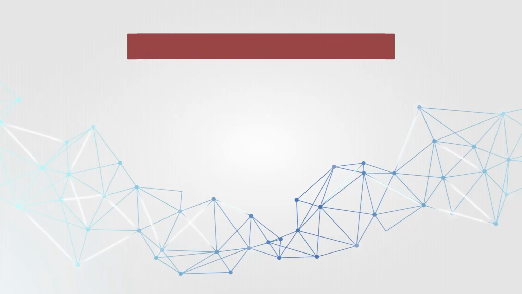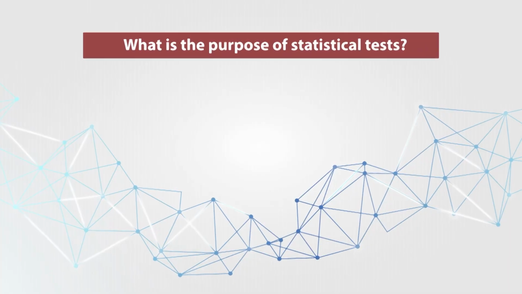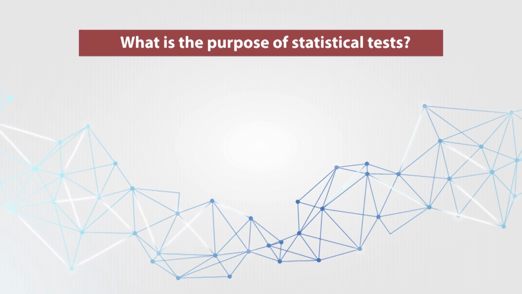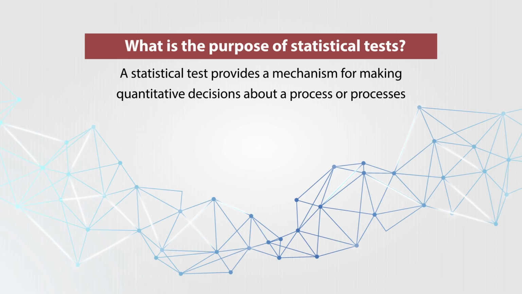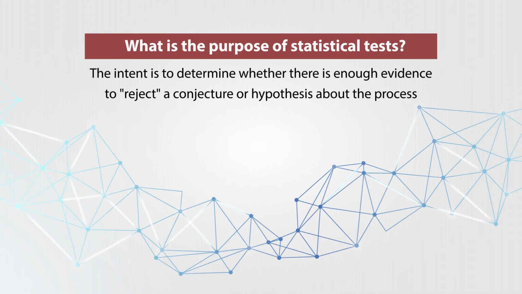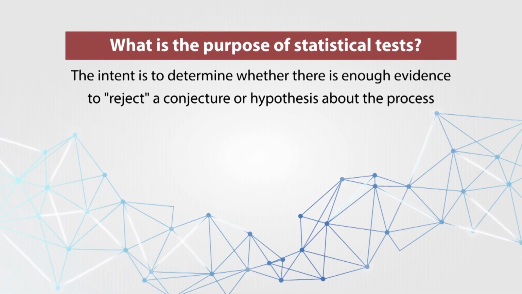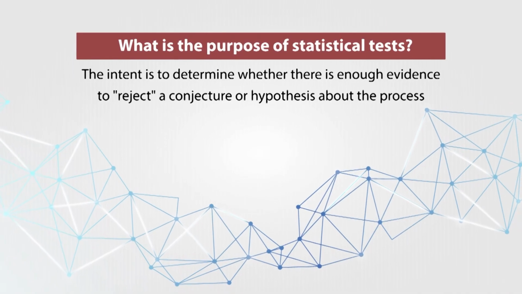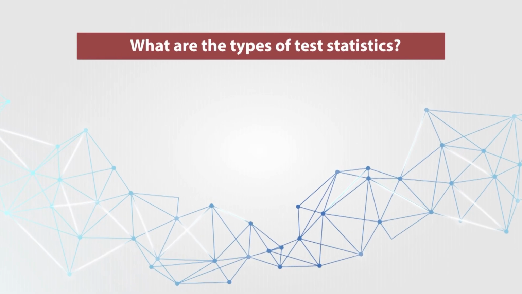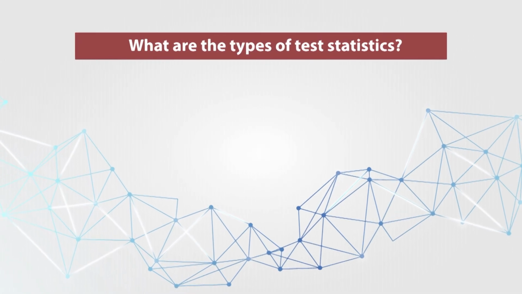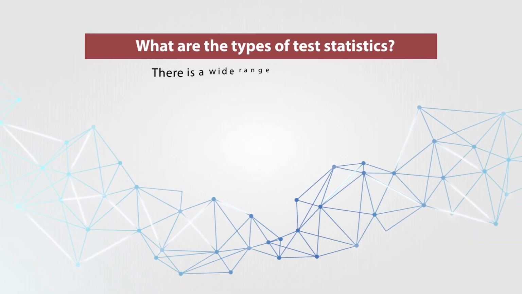And when you talk about testing from a statistical perspective, there is a great purpose of a statistical test. A statistical test provides a mechanism for making quantitative decisions about a process or processes. The intent is to determine whether there is enough evidence to reject a conjecture or hypothesis about the process. Now, what are the types of test statistics? There are various types of test statistics. There is a wide range of statistical tests.